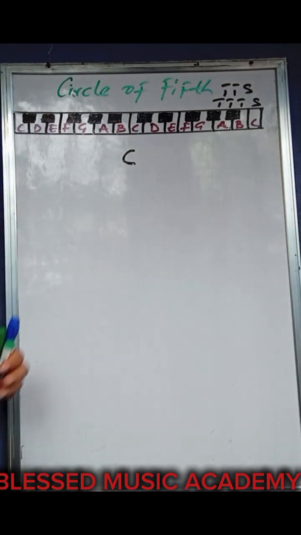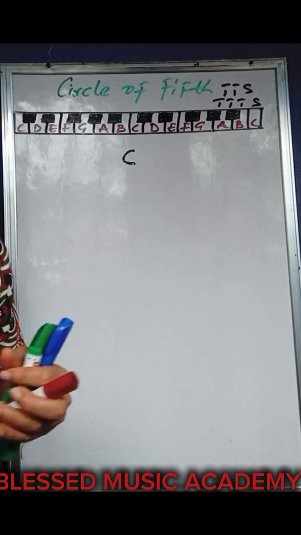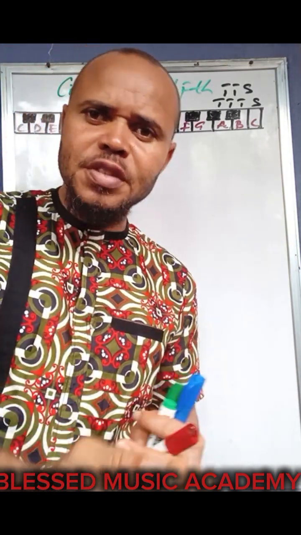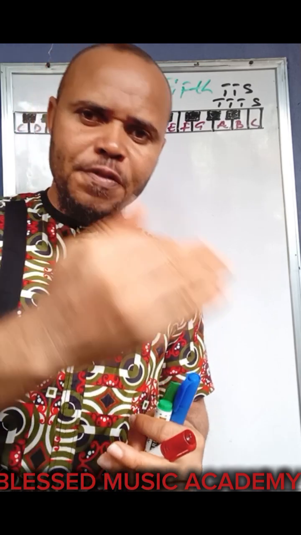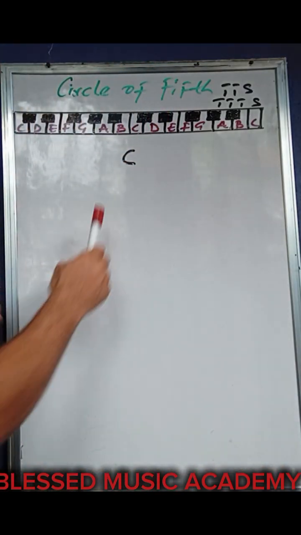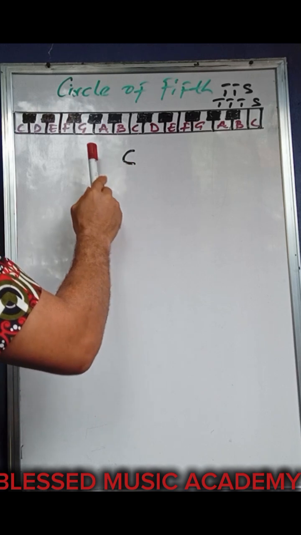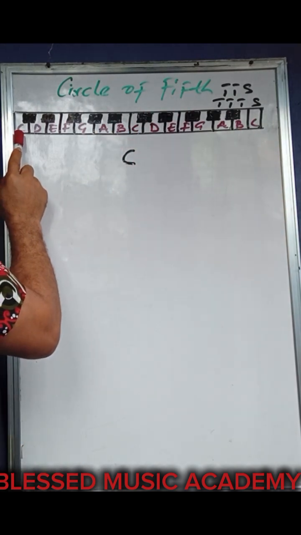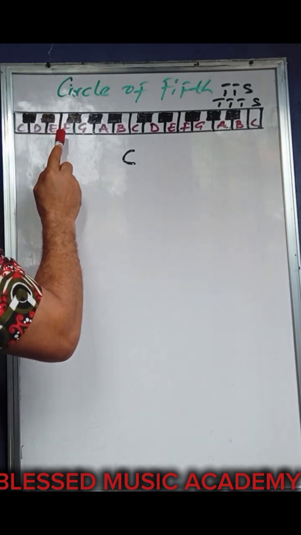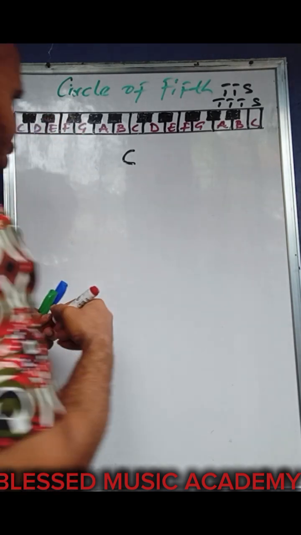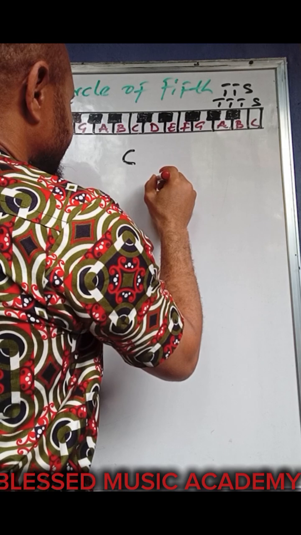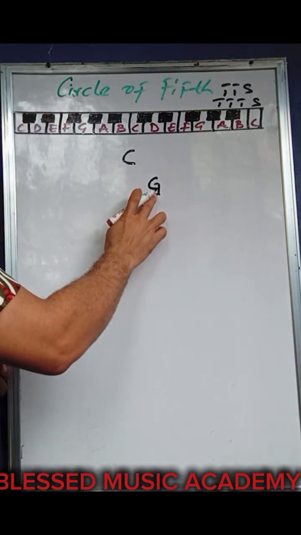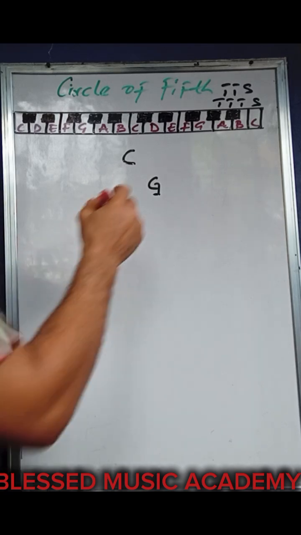So let's continue. Now, circle of fifth. When we say circle of fifth, it means we move in fifth, the fifth note, or the fifth letter. In the case of C major, the fifth is G. Look at it from C: 1, 2, 3, 4, 5. So you write your G here.